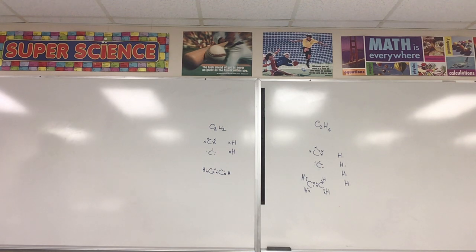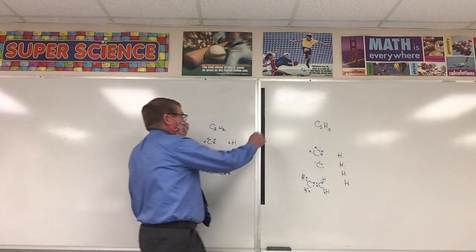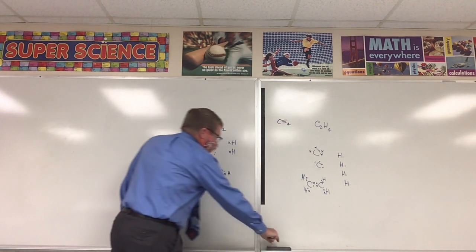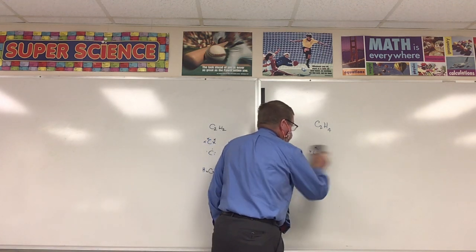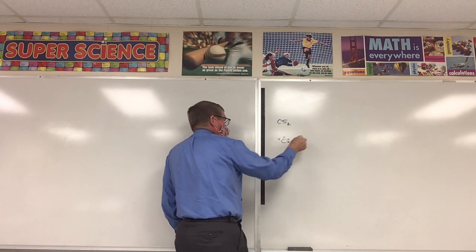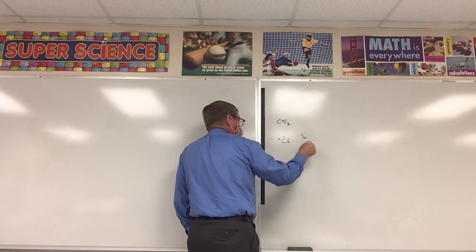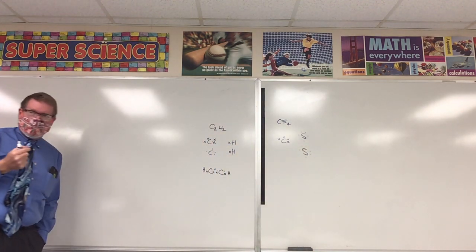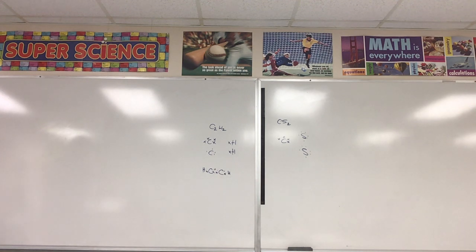So you just have to play around with the numbers, find out how much everything needs, and then get them together. Let's look at CS2. Again, we're looking at carbon and 2 sulfur. The carbon has 4, each sulfur has 6. Each sulfur needs how many more? 2. The carbon needs 4.